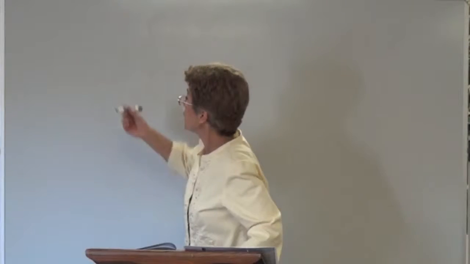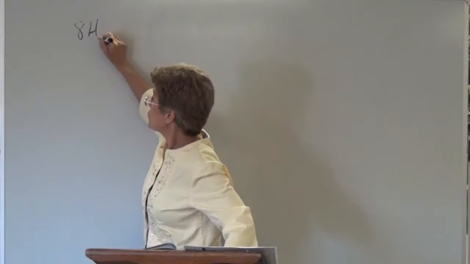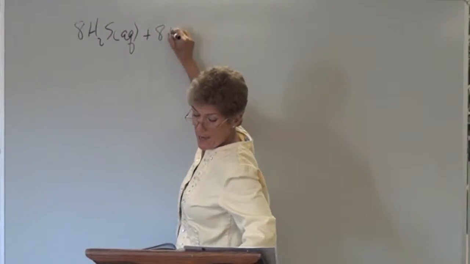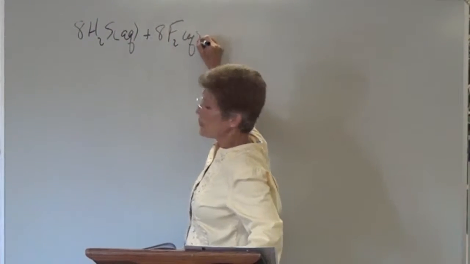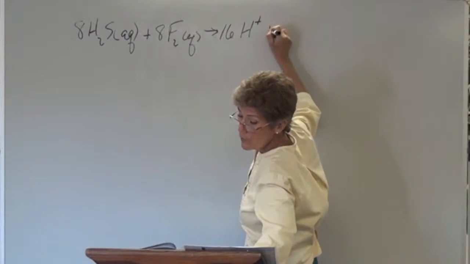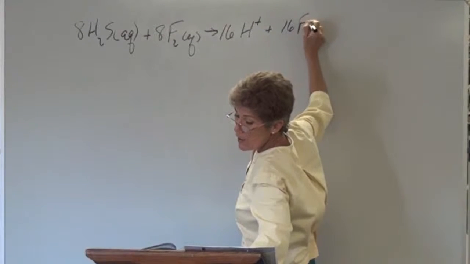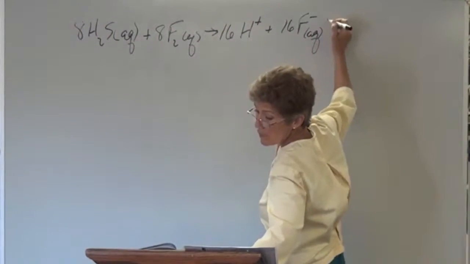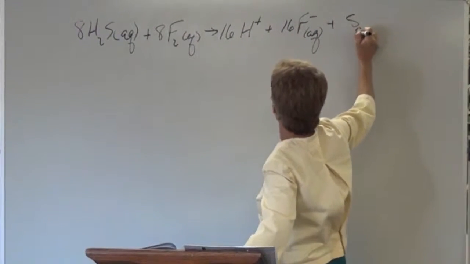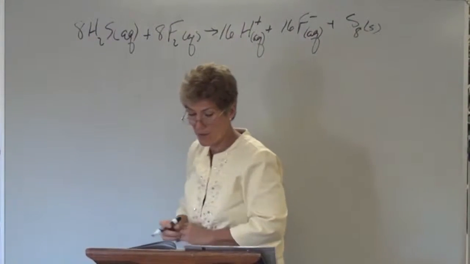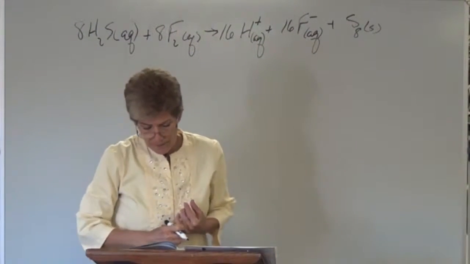Okay, number 22, a galvanic cell runs on the following reaction. Here we have 8H2S plus 8F2 yields 16H plus 16F minus plus S8 solid. This should probably be aqueous here, but they don't have a symbol there for that.